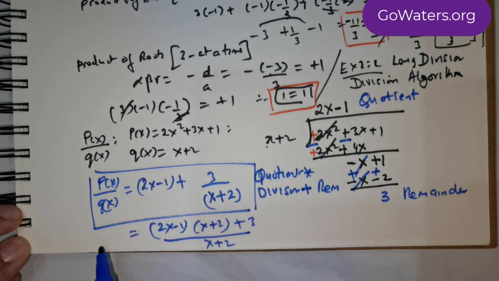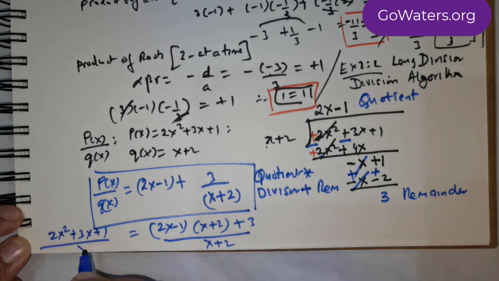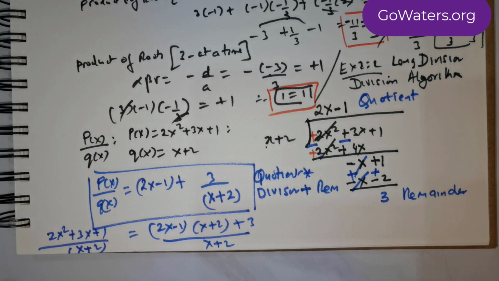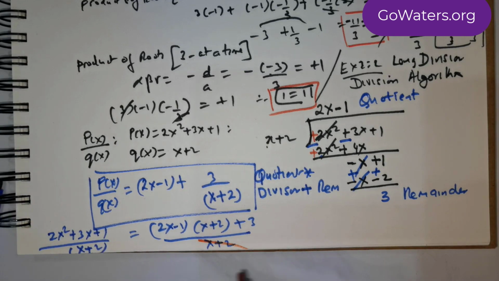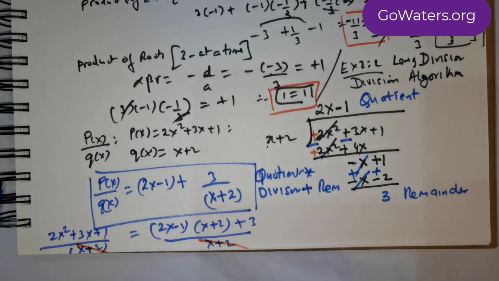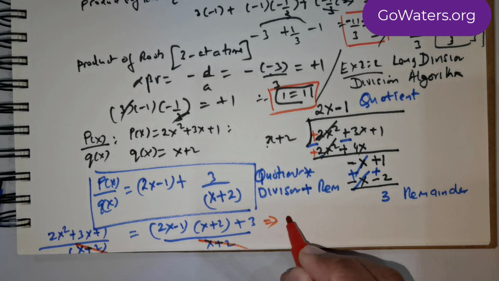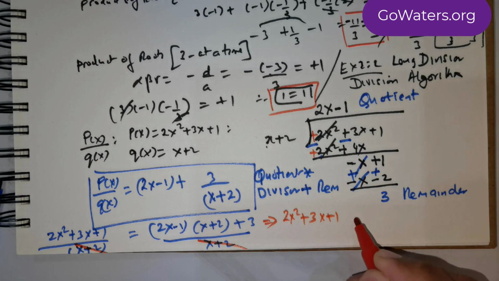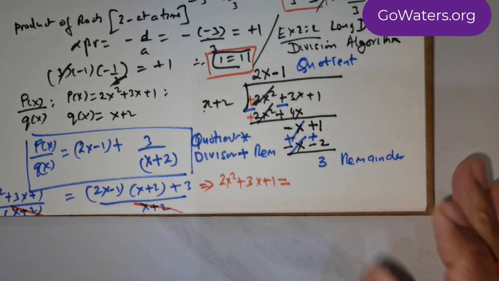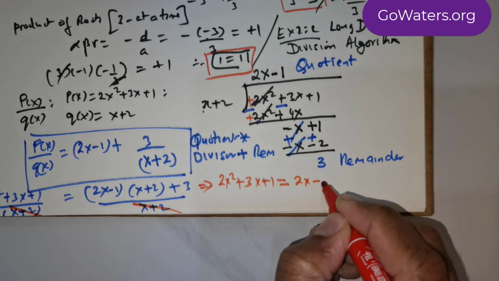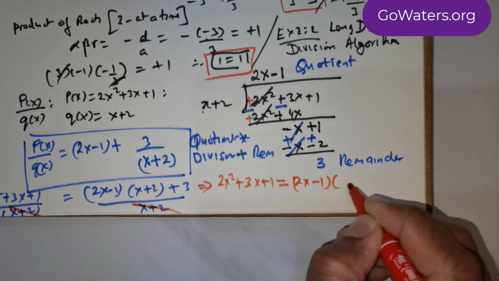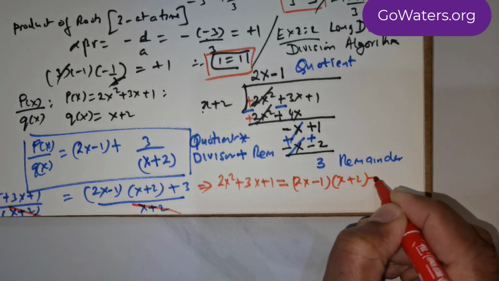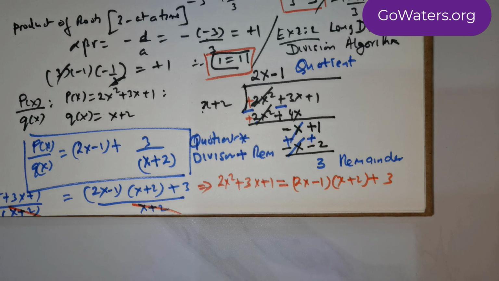Now what do you get on the left hand side? On the left hand side, it's the polynomial 2x squared positive 3x positive 1 divided by x positive 2. Now x positive 2 and x positive 2 can be cancelled, giving us 2x squared positive 3x positive 1 written as 2 times x negative 1 times x positive 2 positive 3.